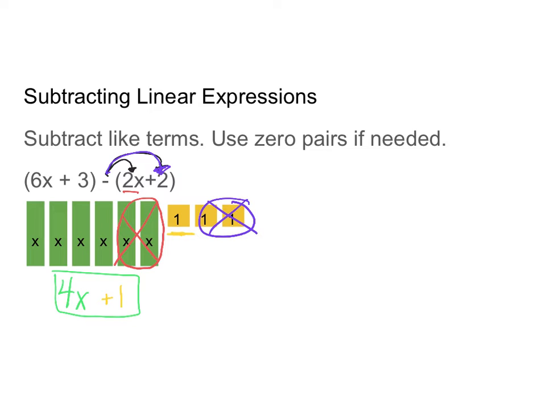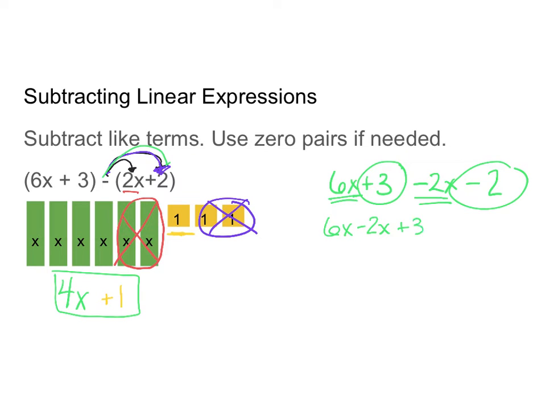Now, if I didn't want to use models, then what you would do is you would do 6x plus 3. You would subtract 2x, and then you would have to subtract the 2. And then you can combine like terms. So this would be 6x minus 2x, and then 3 minus 2. Okay. And then this would be 4x plus 1. Okay, let's go on to the next one.